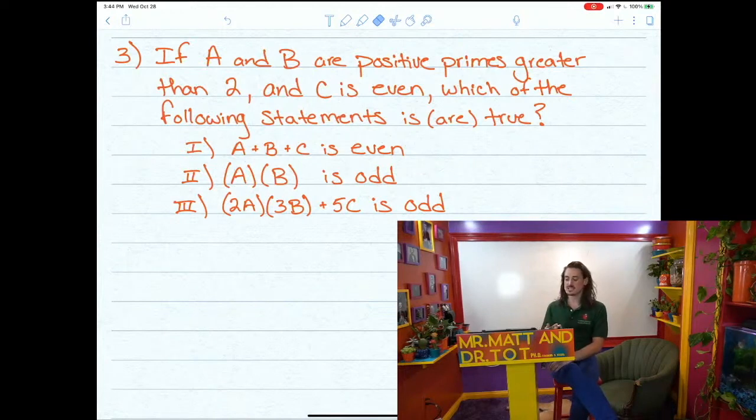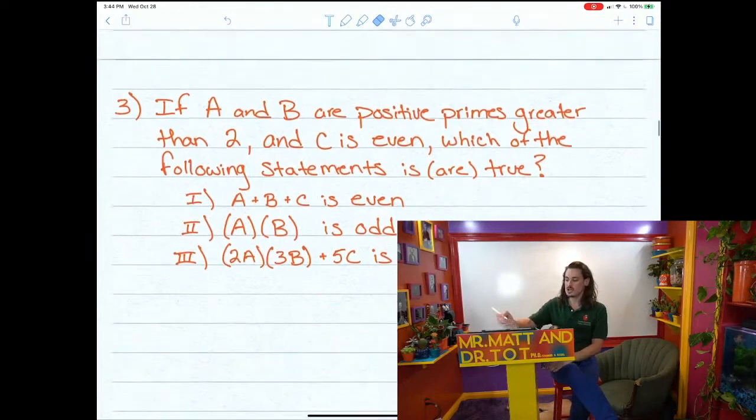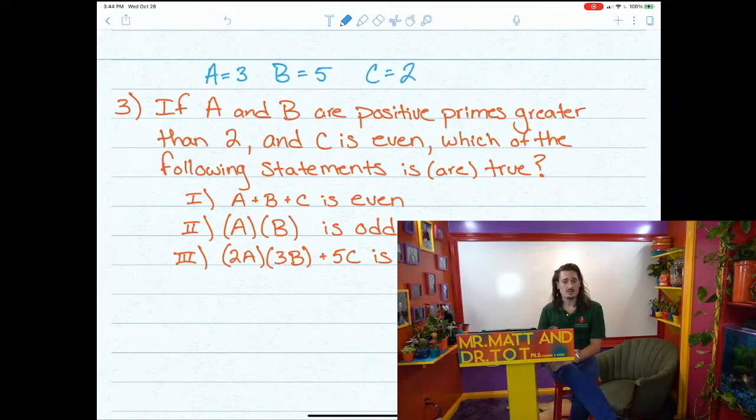If we didn't understand that, we would be able to use substitution to plug in and evaluate each statement as being true or false. So for example, if we wanted to use substitution, I might say let A be equal to 3 and B be equal to 5, and let's say C is equal to 2. That satisfies the domain or the acceptable restriction or the definition of A, B, and C, that A and B are odd, they're positive prime numbers greater than 2, and C is an even number, 2 is even.